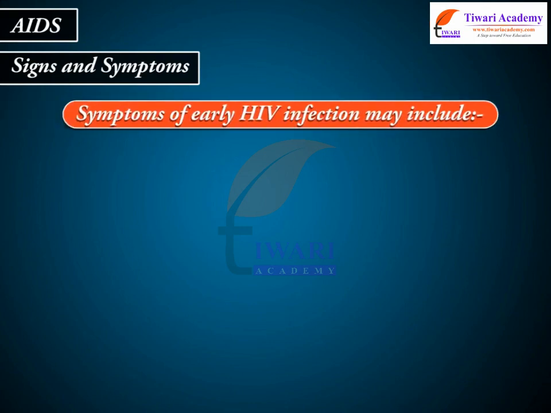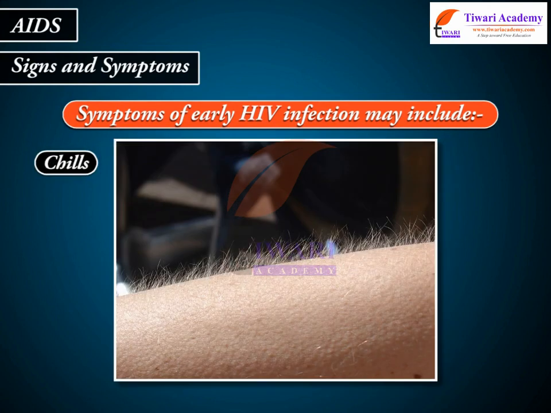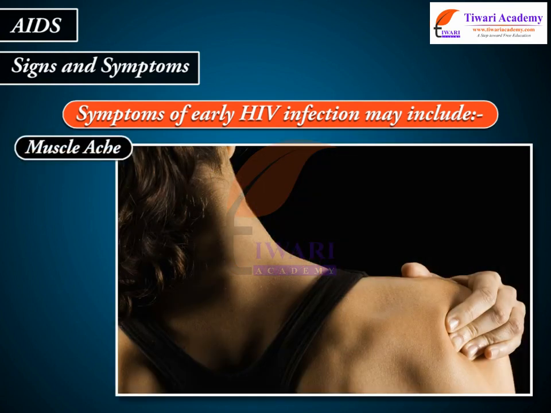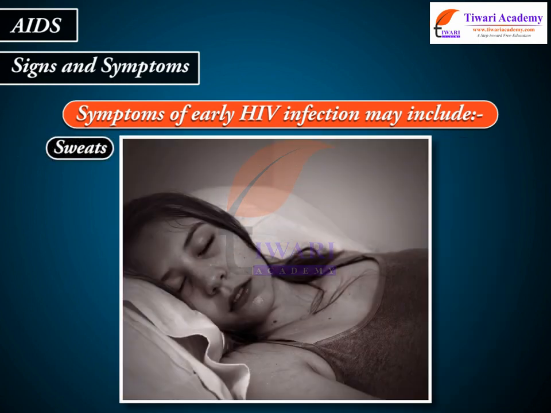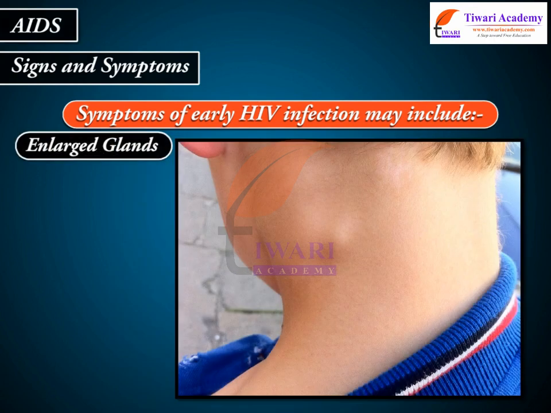Symptoms of early HIV infection may include fever, chills, joint pain, muscle ache, sore throat, sweats, particularly at night, enlarged glands.